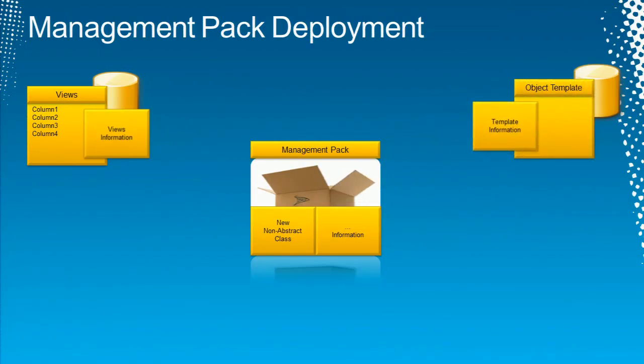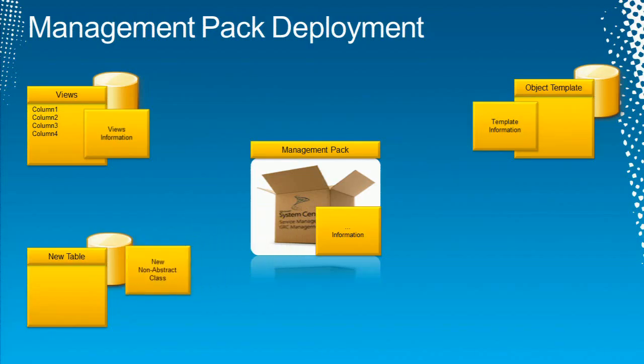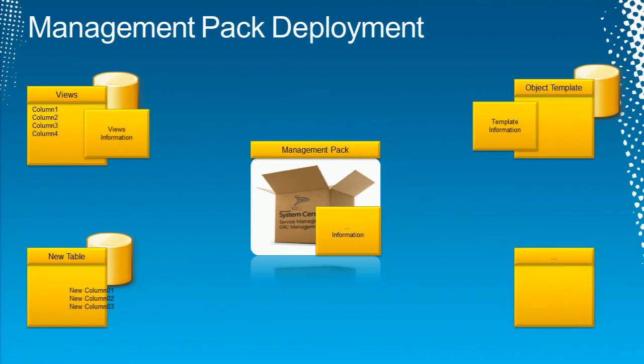Now, we will create a new class for the coffee machines. So any new class will be stored in a new table. So a new table will be made in the Service Manager database. Now, if we just extend an existing class, then new columns will be added to an existing table. And then we have all kinds of other information like pictures, any custom scripts, any custom code, and so on, that will be stored on the server as well.